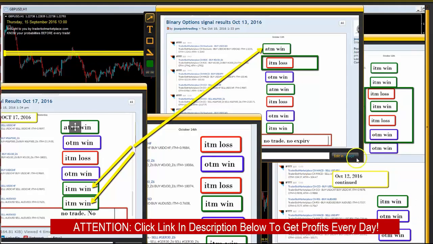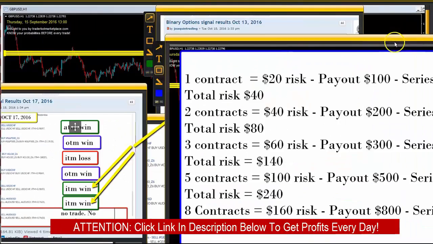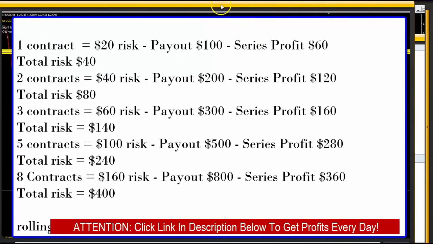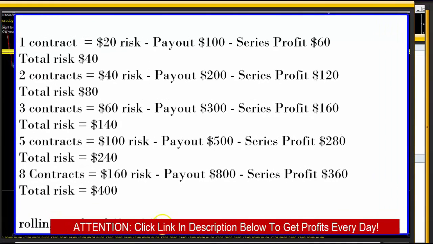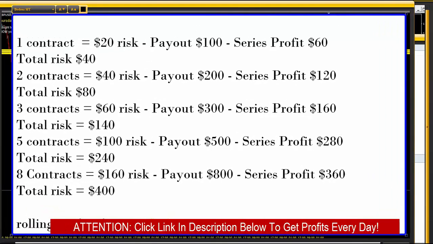Now, continue doing that. Wait for a series of about 3 losses. Well, we don't have any more here, but you can go do the math. Okay, so here we go. If these were the only 2 trades that we took, what would be the overall profit of the past 4 days? It's going to be $220.